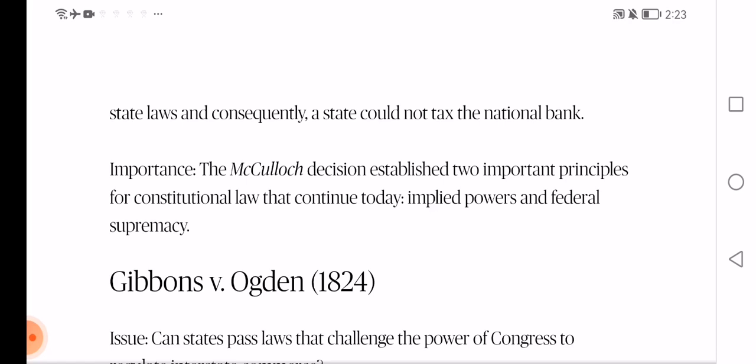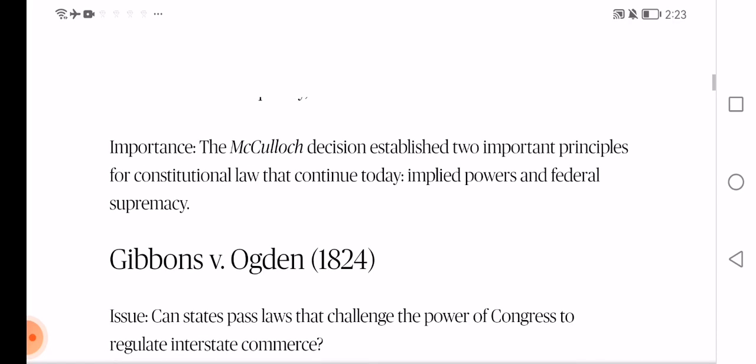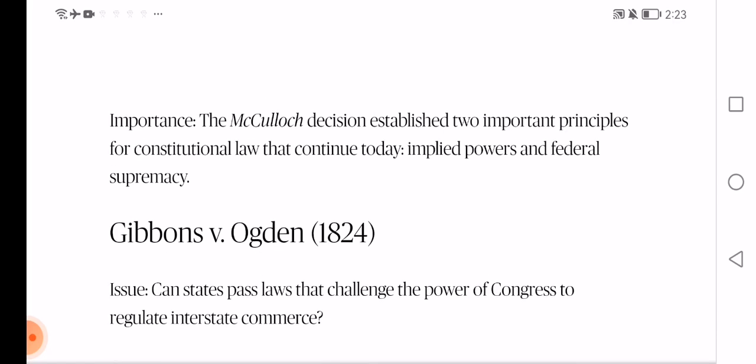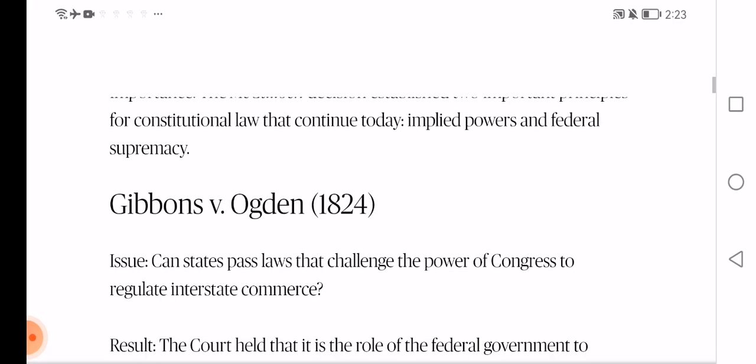Importance: the McCulloch decision established two important principles for constitutional law that continue today: implied power and federal supremacy.